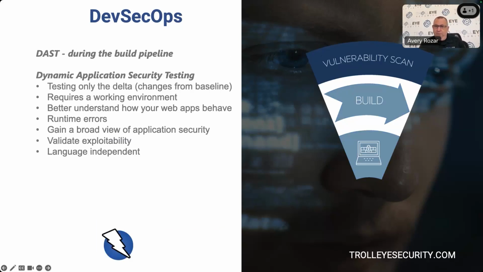Next is the deployment stage. As you're building these artifacts, you have to run vulnerability scans. It does require a working environment. So unlike static analysis, where all you need is code, you actually have to have a live system running to run dynamic analysis. And it's very important at this point to know what changed from the baseline, because the last thing you want to do is run dynamic analysis on the whole application every single time you build and deploy. That's going to take an extremely long time.